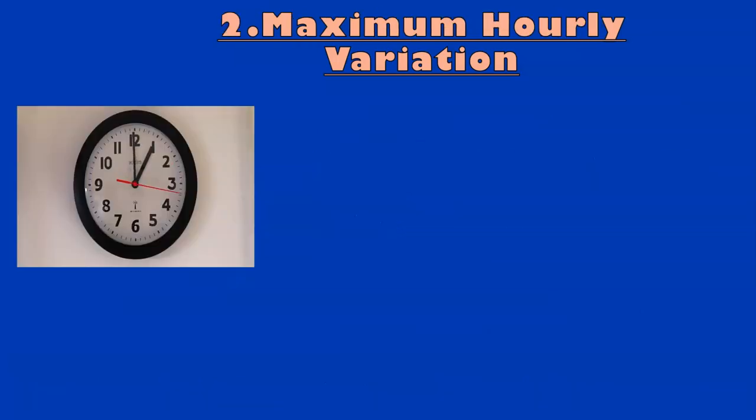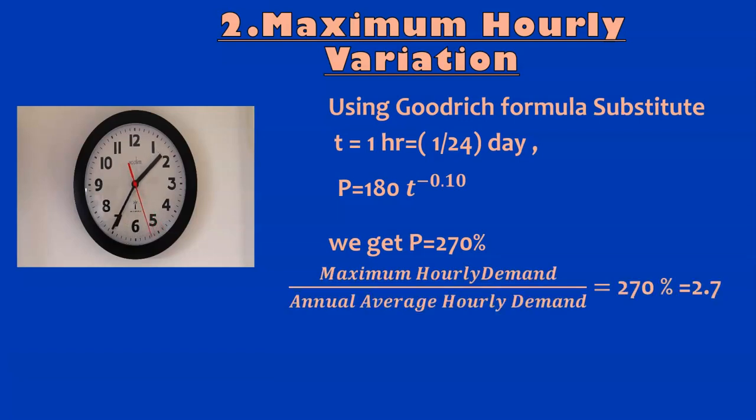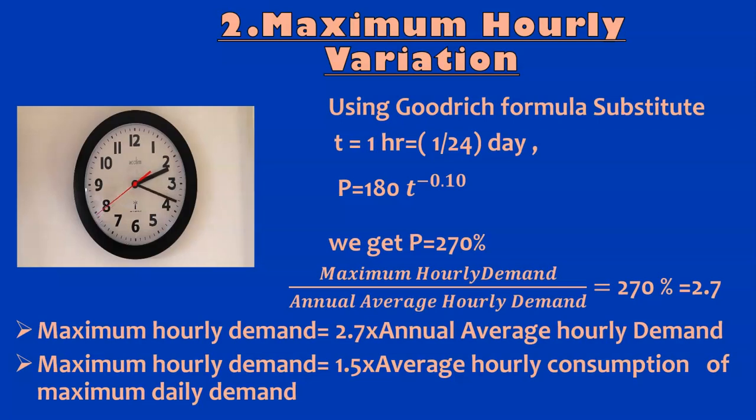Number 2, maximum hourly variation. Using the Goodrich formula, substitute T as 1 hour, that is 1 by 24, in the equation, we get the value of P as 270%, that is maximum hourly demand by annual average hourly demand is 270%, that is 2.7. Hence, maximum hourly demand is 2.7 times the annual average hourly demand. And there is one more relation. Maximum hourly demand is 1.5 times the average hourly consumption of maximum daily demand.